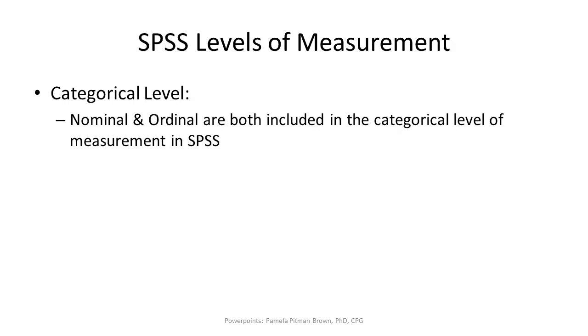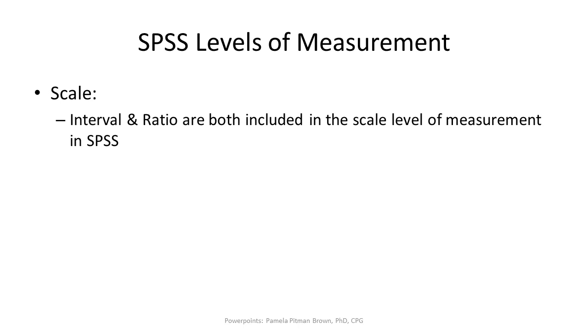Within our SPSS levels of measurement, we really only have two. We have categorical, where we have collapsed nominal and ordinal into the categorical level of measurement in SPSS. And then at the scale level, we have collapsed the interval and ratio into a scale level of measurement in SPSS.